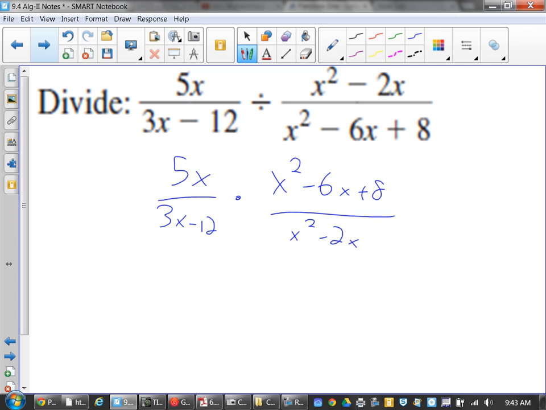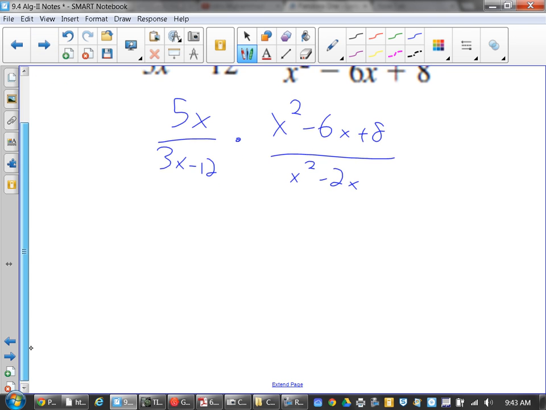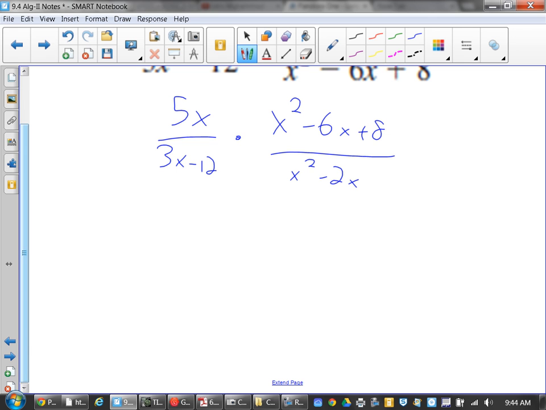Wait, so is this like our lesson? Pretty much. Multiplying. So when you get to this part, it's just a matter of factoring every single piece, whether it's GCFs or actually getting terms out. So you have 5x, 3 times quantity x minus 4, x minus 4, x minus 2.